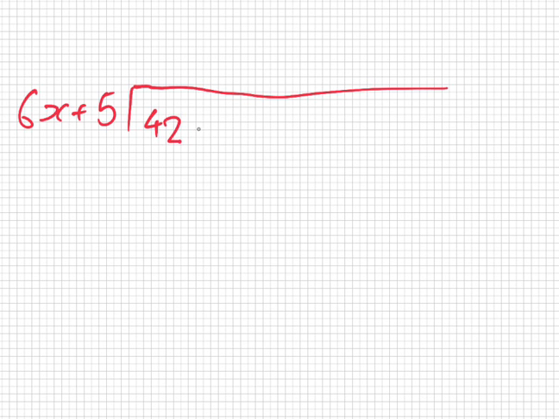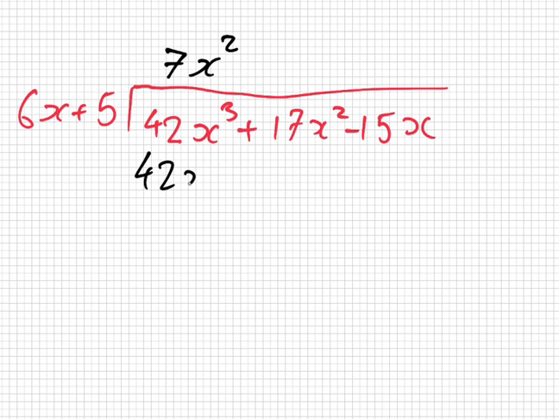So if we take 6x plus 5 divided into 42x cubed plus 17x squared minus 15x. Alright, so firstly, what would I need here first? 7x squared. So I'd get 42x cubed plus 35x squared.